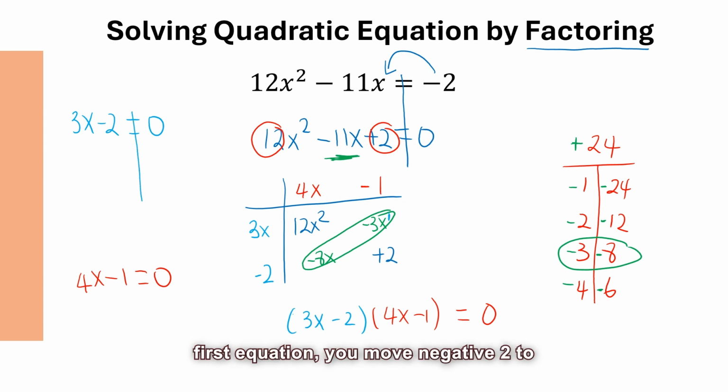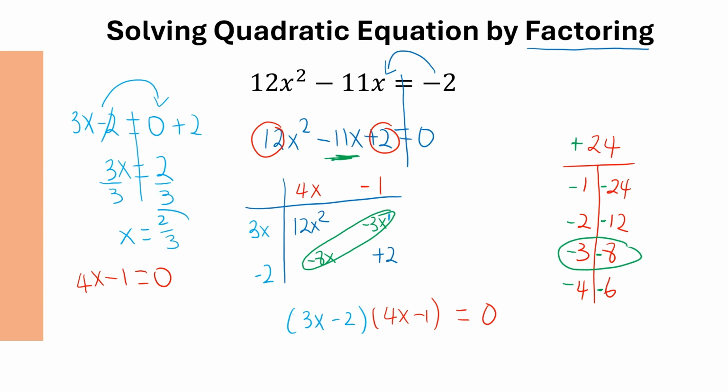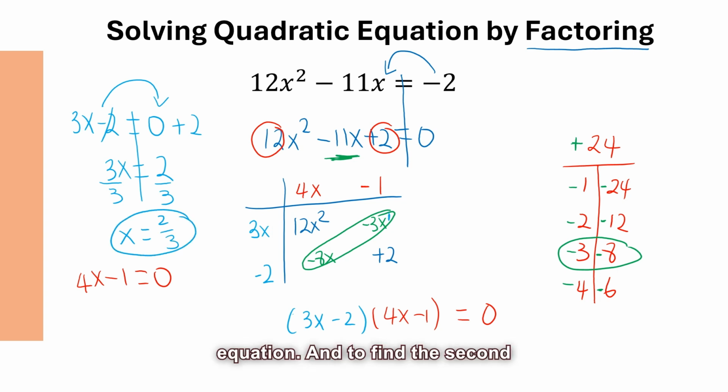To solve the first equation, you move -2 to the other side, which becomes +2. So we have 3x equals 0 plus 2, which is 2. Then to solve for x, divide both sides by 3. So x equals 2/3. That's my first solution for this equation.